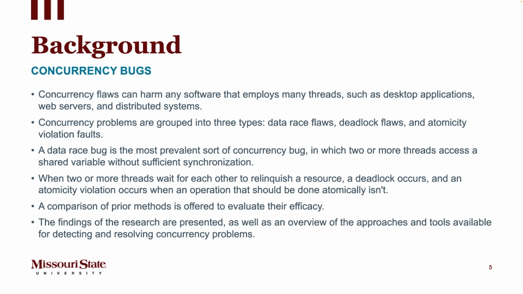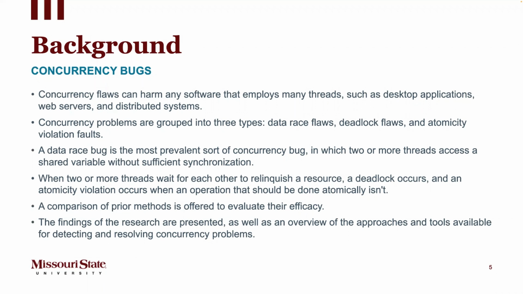These flaws can be divided into a number of categories, including data race flaws, deadlock flaws, and atomicity violation flaws. The most frequent sort of concurrency fault is a data race bug, which occurs when two or more threads access a shared variable without the correct synchronization.